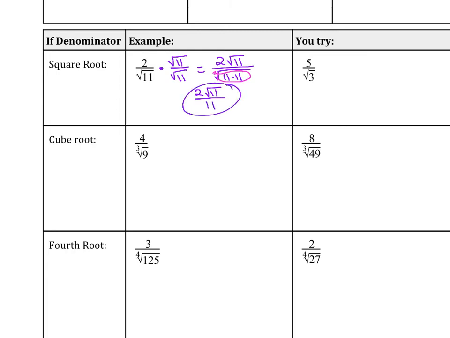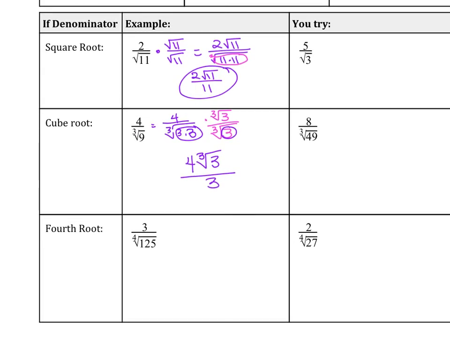Now for the cube root, so again, let's break it down. Cube root of 3 times 3. We need another 3, so cube root of 3 over cube root of 3. We will end up with 4 cube root of 3 all over 3, right? Because then there's 3 3's, cube root, and it's perfect.